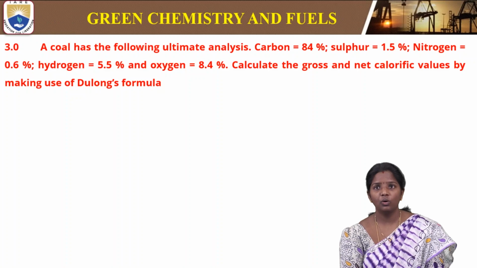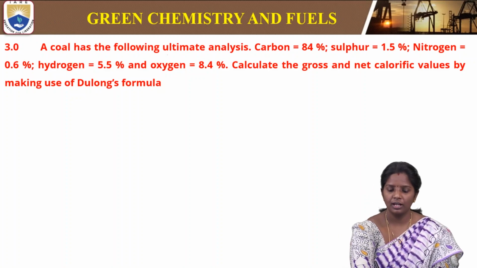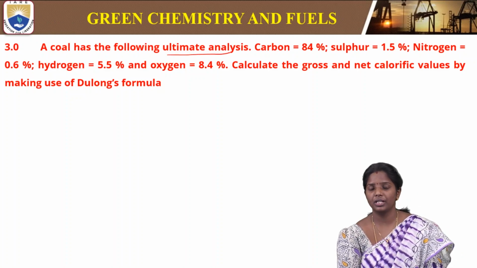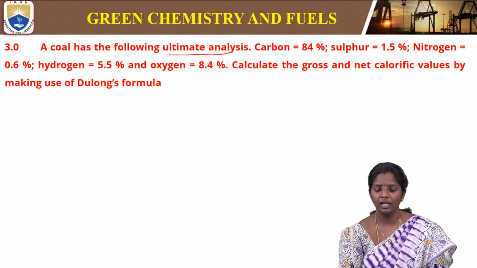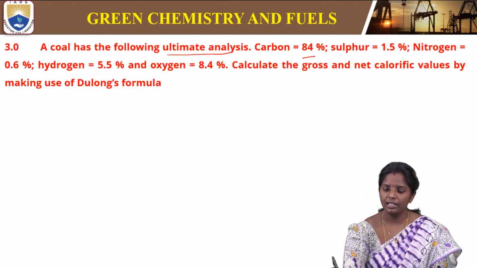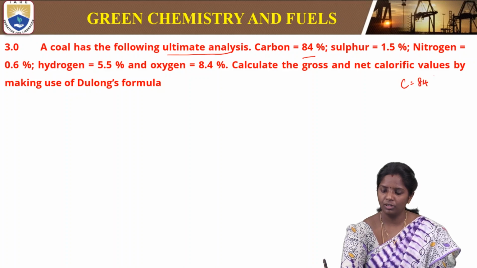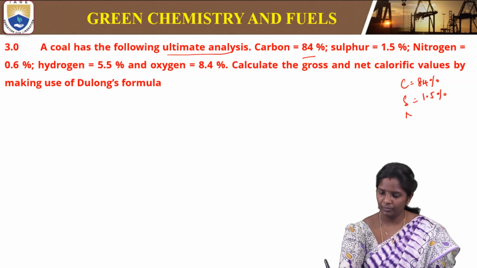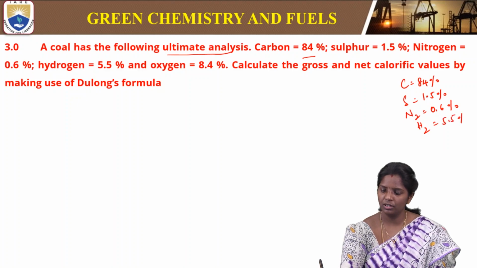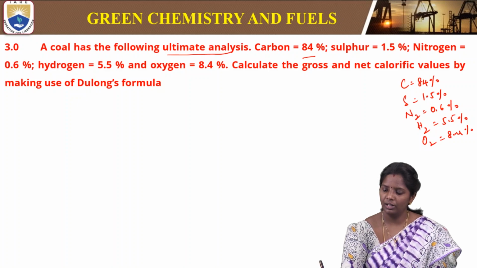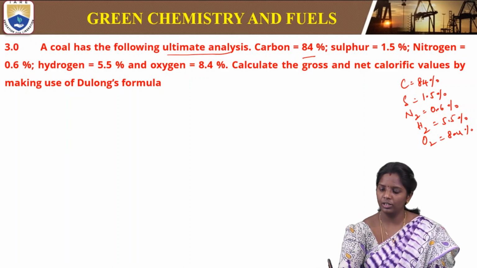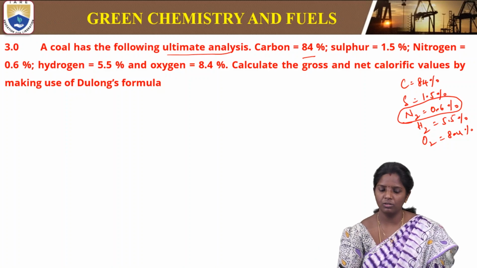Next, a coal has the following ultimate analysis. They have done the ultimate analysis for the coal sample, and these are the results. Carbon is 84%, sulfur is 1.5%, nitrogen is 0.6%, hydrogen is 5.5%, oxygen is 8.4%. Ash is not given, but anyway it's not going to contribute anything to the calorific value, and also nitrogen.